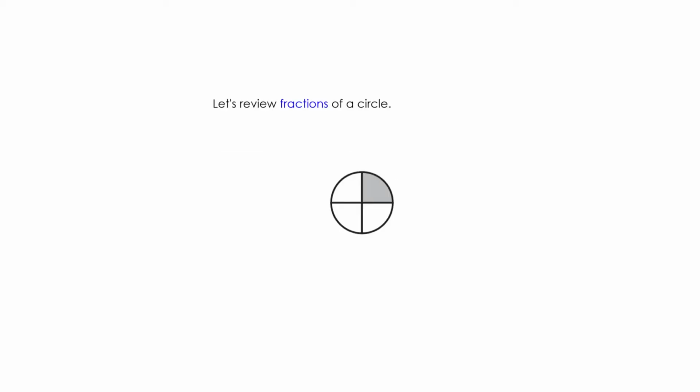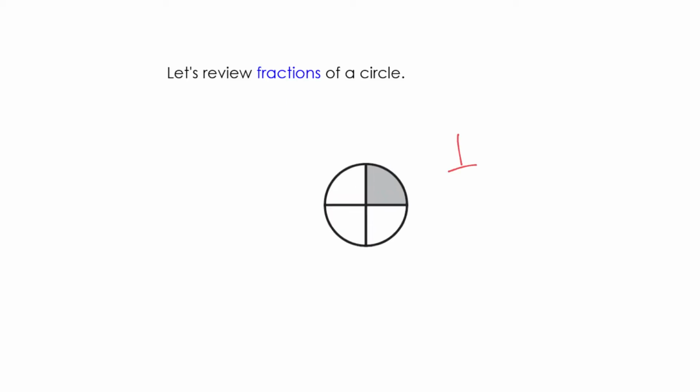Let's review fractions of a circle. Right away we remember from fractions, this is 1/4. That's how much is shaded. So shaded is 1/4 and unshaded is 3/4.